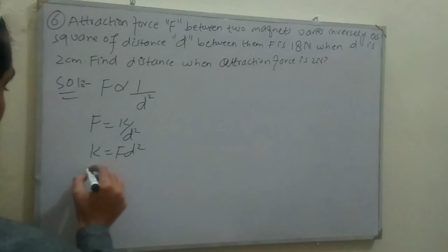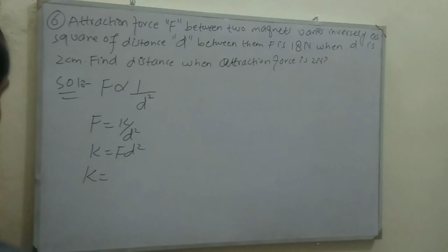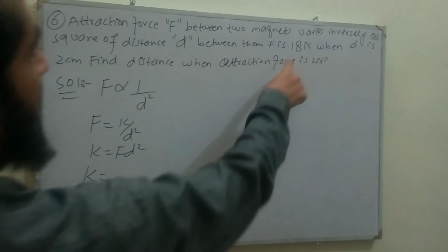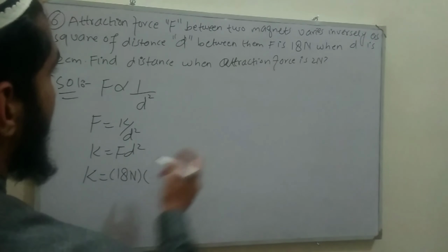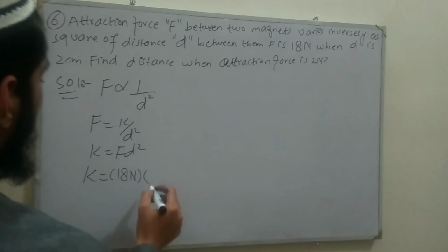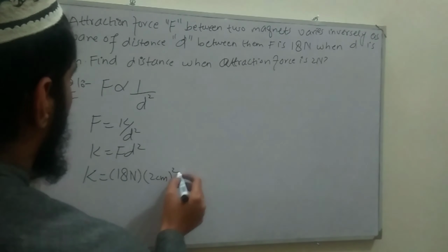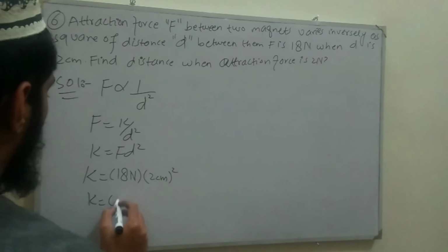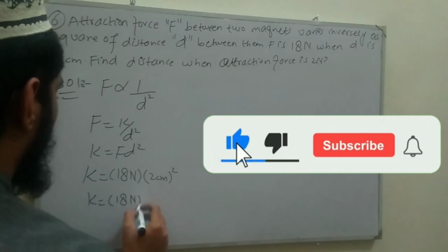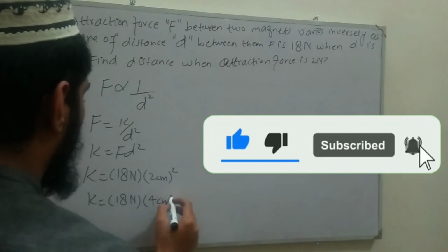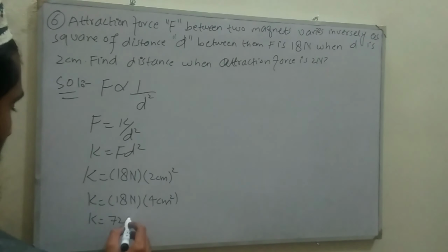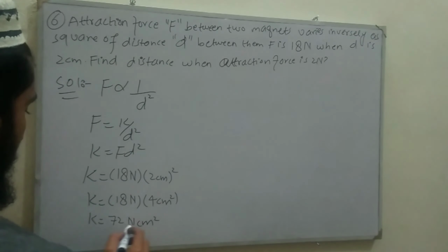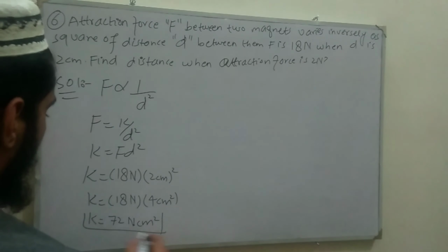Putting the values of F and d for finding the constant k. Force is 18 Newton, so put here 18 Newton. Multiply by d square, where d is 2 centimeter whole square. So k is equal to 18 Newton multiply 4 centimeter square. 4 multiply 18 gives us 72 Newton centimeter square. This is the value of the constant k.